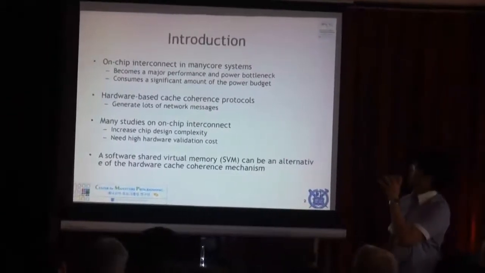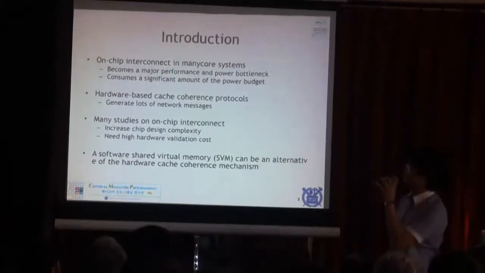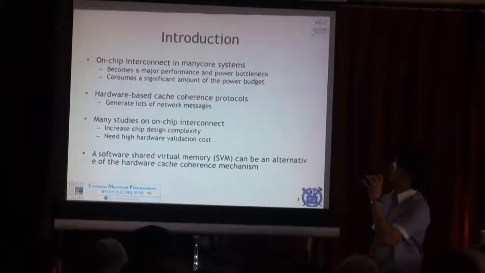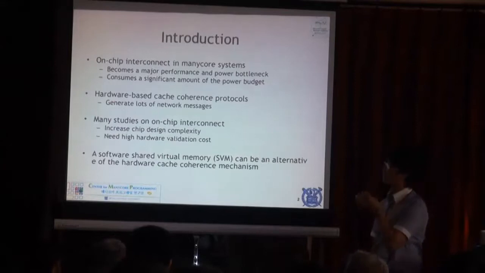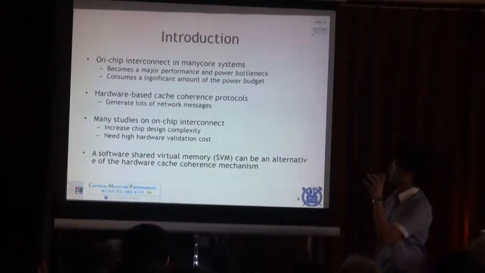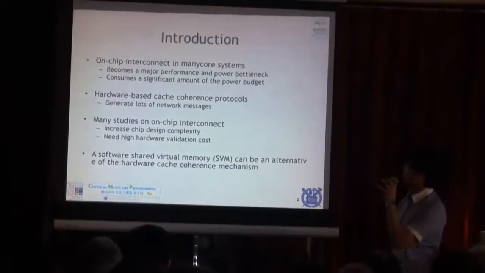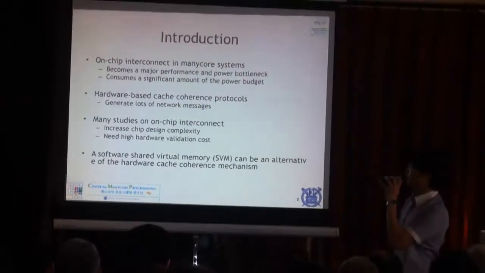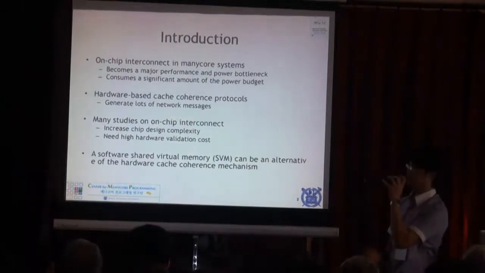In many-core systems, on-chip interconnect becomes a major performance and power bottleneck. It consumes a significant amount of the power budget. In addition to this, hardware-based cache coherence protocols generate lots of messages, which worsens the situation. Many studies have been done on on-chip interconnect, but they increase chip design complexity and the hardware evaluation cost. So we think software shared virtual memory can be an alternative to the hardware cache coherence mechanism.